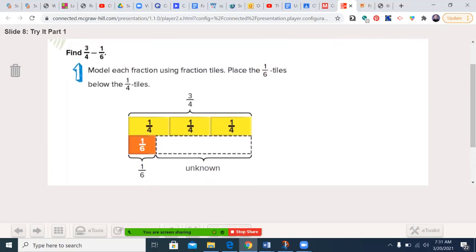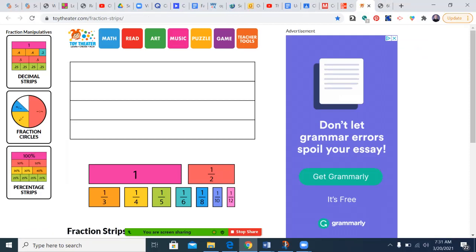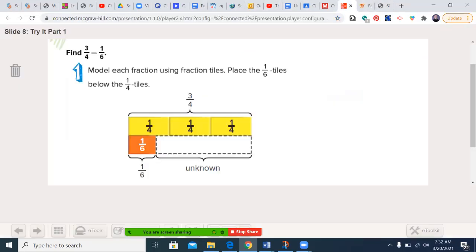We have a new one. 3/4 minus 1/6. Model each fraction using fraction tiles. Place the 1/6 before the quarter tiles. So let's do that here, and I'll clear the previous one. And I have 3/4 in this way. So 3 of the quarter tiles equals 3/4 minus 1/6. All right. So that's what our problem is going to look like if you have the fraction tiles.